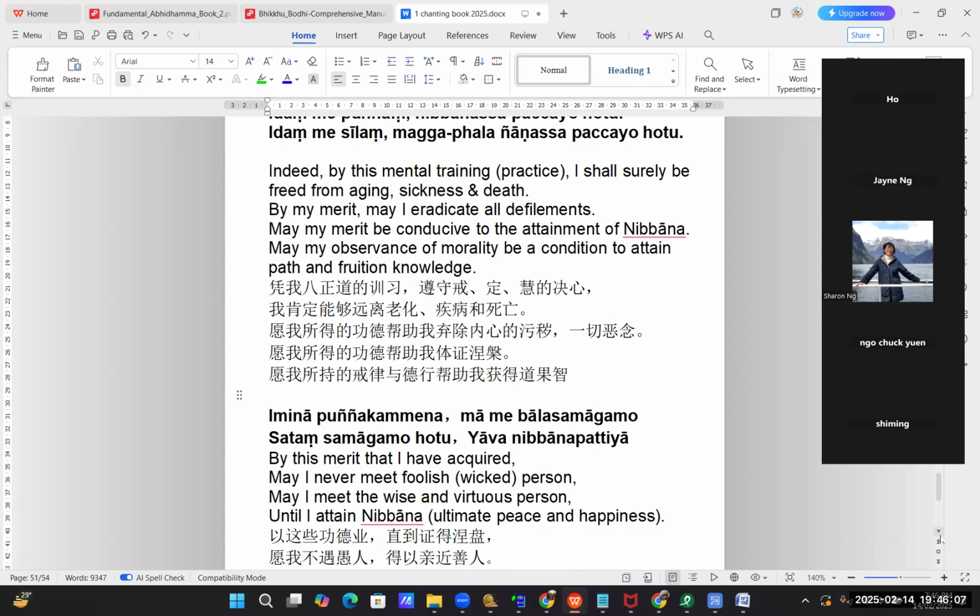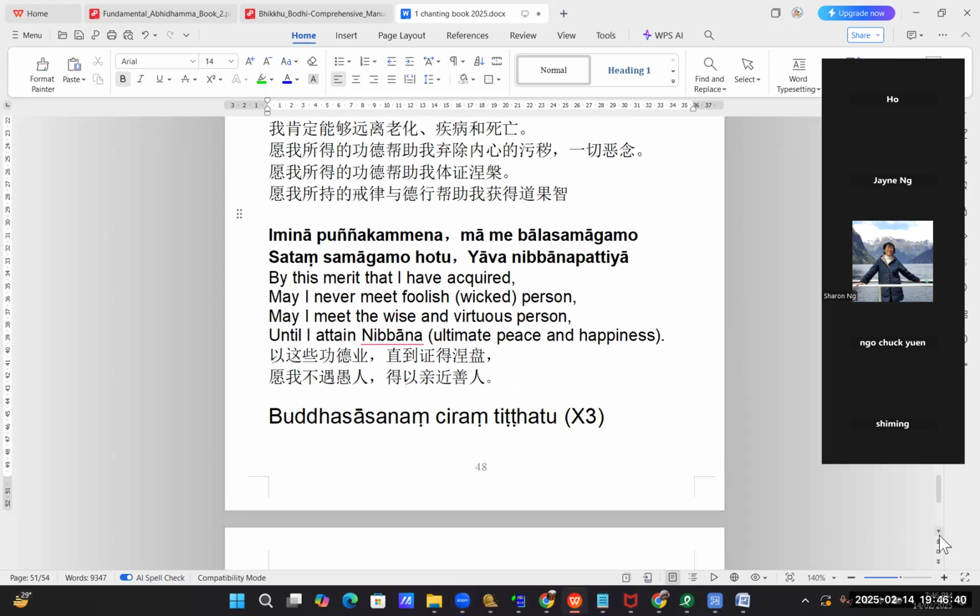Imina punya kammena mame bala samagamo satang samagamo hotu yava nibbana patiya. By this merit that I have acquired, may I never meet foolish, wicked persons. May I meet the wise and virtuous until I attain Nibbana, ultimate peace and happiness. Okay, thank you very much, Brother Yap. Okay, let us put our hands together and we recite the last one, all right?